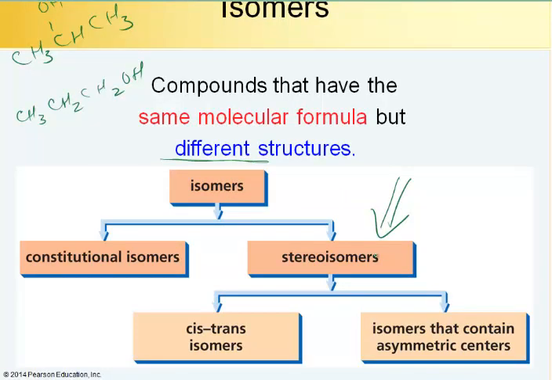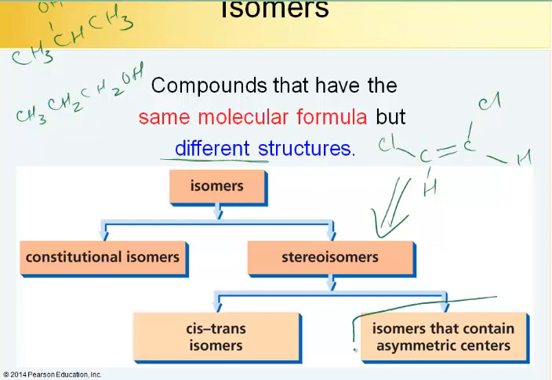Stereoisomers are the ones we're going to focus on the most here in this chapter. Now, stereoisomers differ in the way that their atoms are arranged in space. Now, we can look at cis-trans. So if we had a dichloroethene, this would be the trans, and then the cis is when the chlorines are on the same side.